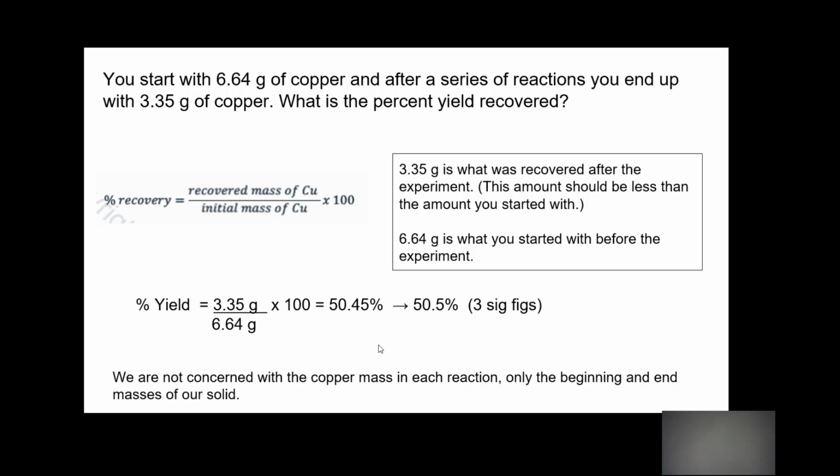All right, so let's take a look at a problem to help you understand. I made a sample problem to help you understand the lab portion and some of the quiz. You start with 6.64 grams of copper, and after a series of reactions, you end up with 3.35 grams of copper. What is the percent recovered? You're going to use the formula, which I copied here, and you need to understand which is which. Your initial should always be more than your recovered, so you can visibly see which is which. The initial goes on the bottom, and the recovered is on top, times 100. And you have 3 sig figs. So I recovered a little bit more than 50% of the copper through all my reactions.